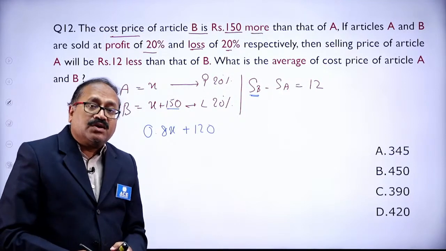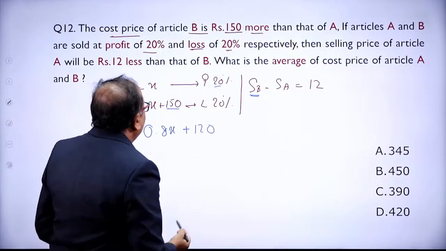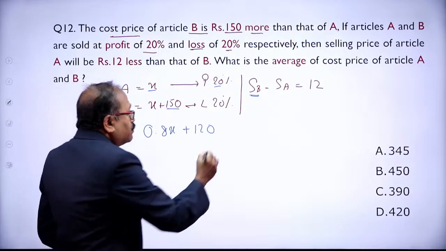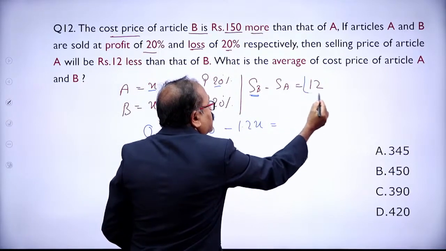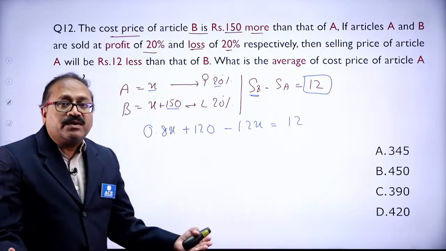Minus the selling price of A. The selling price of A, there is a profit of 20%. So it will be 120% of X. So minus 1.2X. And the difference given to us is 12. That's over, my dear friends.